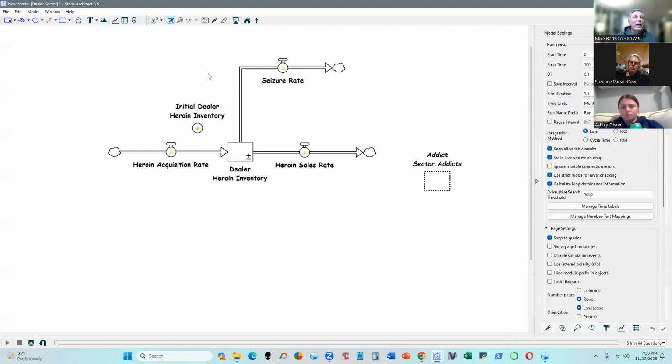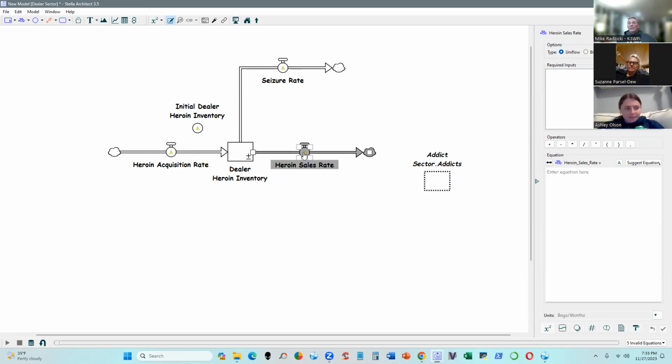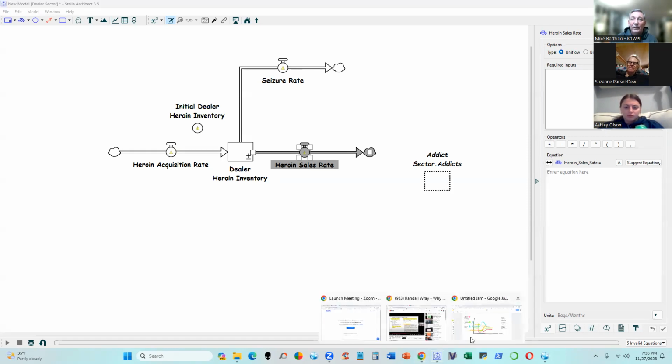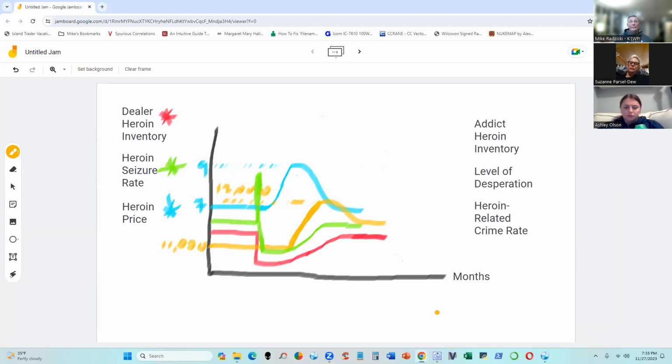Let's do this. Where does the heroin go once it's sold, based on our brainstorming? It's consumed by the addict. Yes, but based on our brainstorming, the right-hand side of the figure is the addict sector stuff. The left-hand side is the dealer sector.